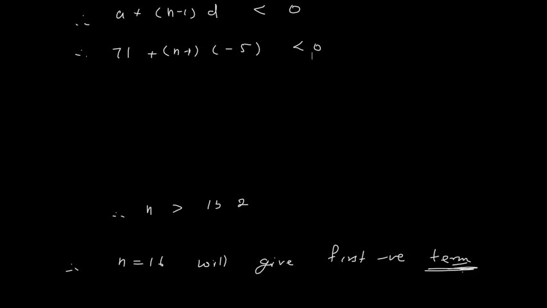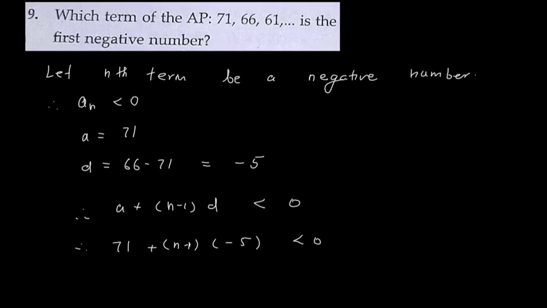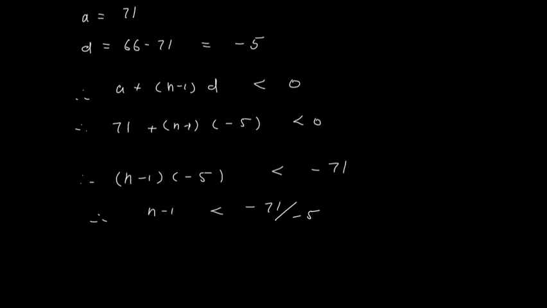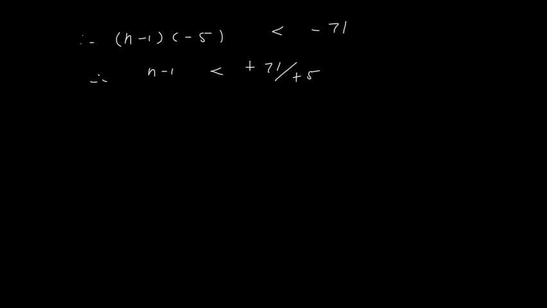So let us solve this. Again I am not opening the bracket. So here you can say that n minus 1 into minus 5 is less than minus 71. Therefore your n minus 1 is less than minus 71 divided by minus 5. The minus signs cancel, and this less than sign will change to a greater than sign. So let us remove this sign and say that this is greater than.